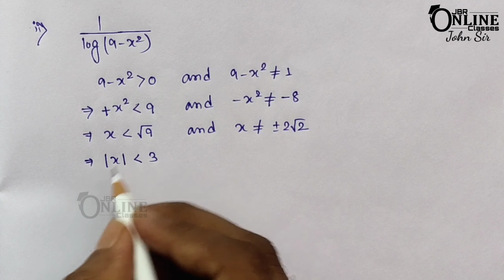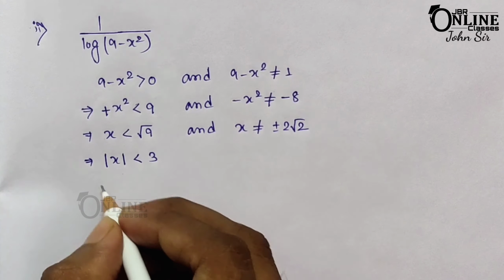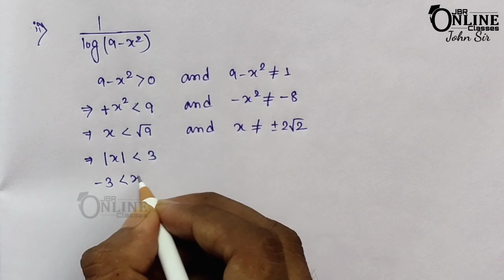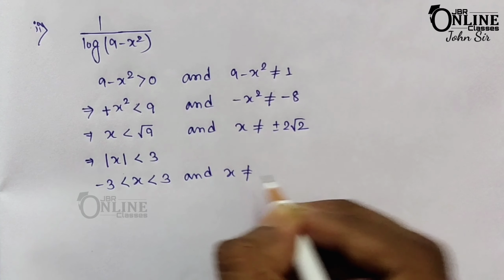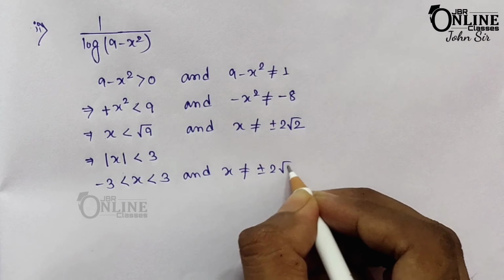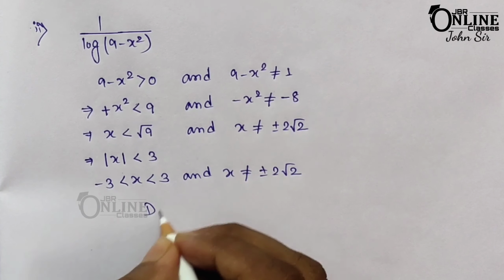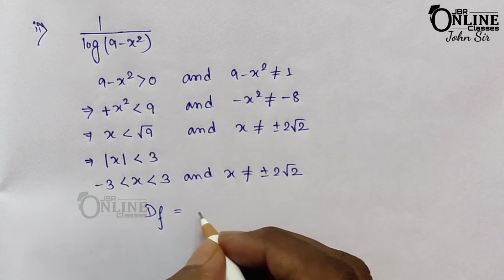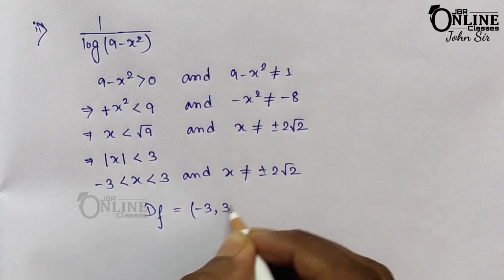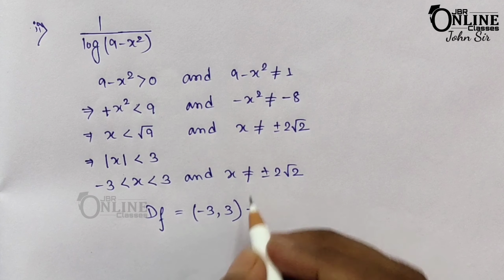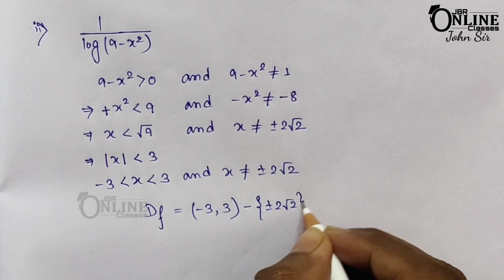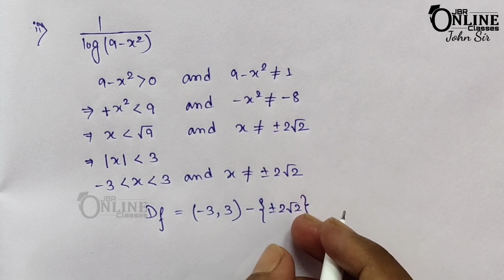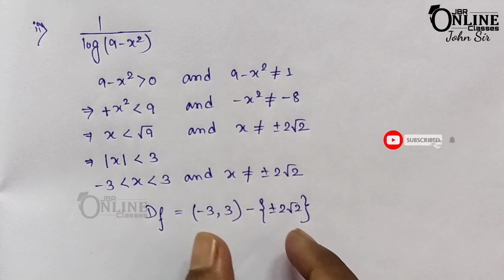So mod x less than 3 means -3 < x < 3, and here x not equal to plus minus 2 root 2. That means the domain of this function will be (-3, 3) excluding plus minus 2 root 2, because x is not equal to this. So this is your final answer.